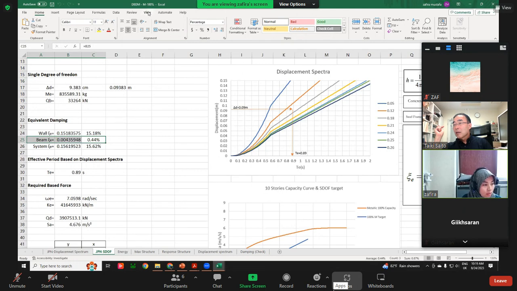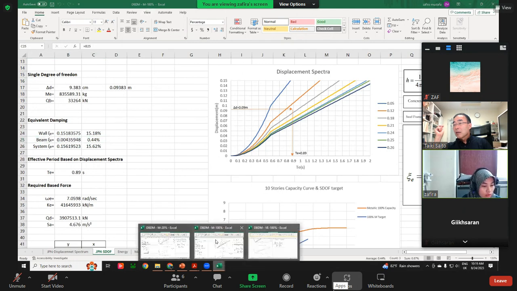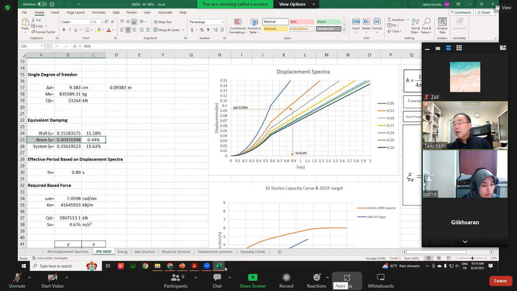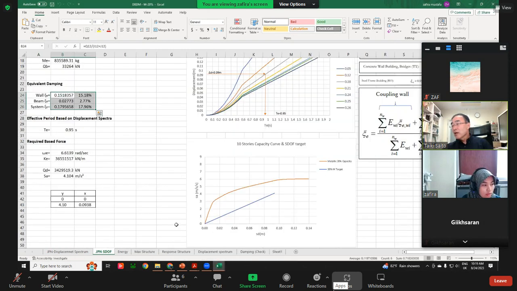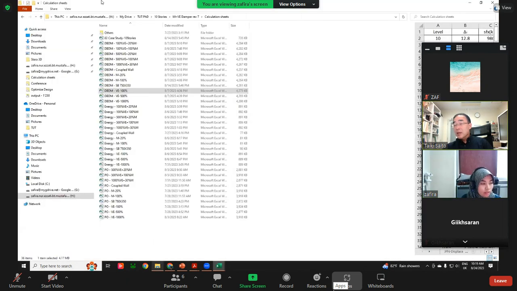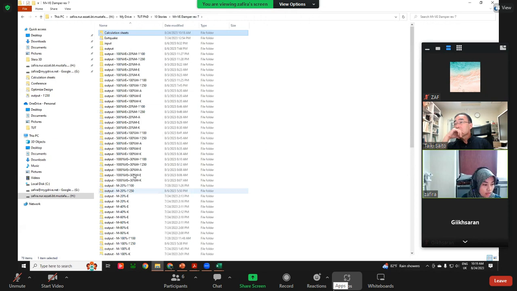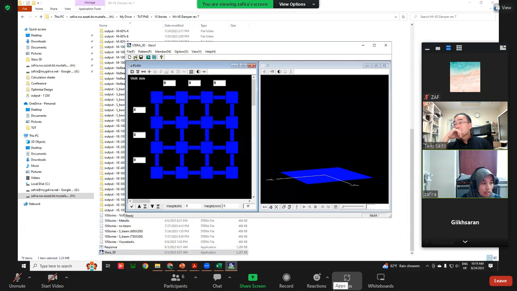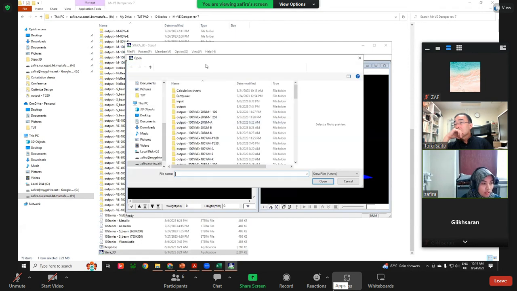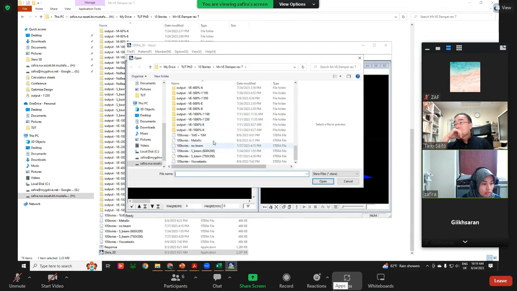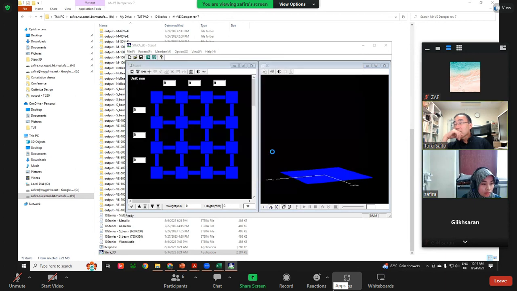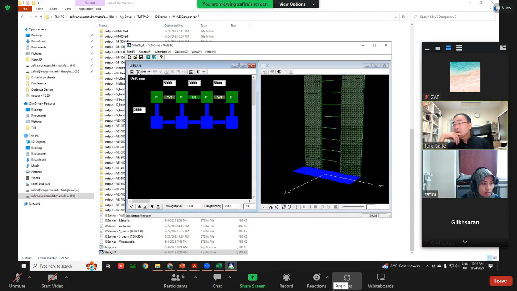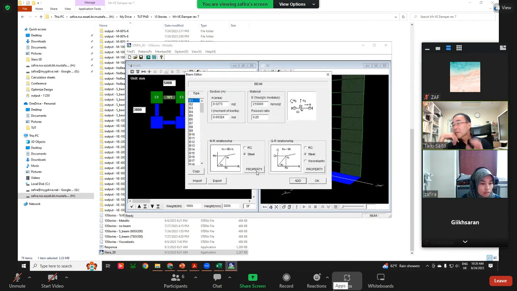This is for 100%, and this one for 20%. No, I'm talking about static pushover, this orange one. So equivalent damping has nothing to do with it. If I try to rerun the analysis in Stera 3D with metallic 100% for the metallic damper, the spring wall doesn't contribute a lot. The wall is so strong, maybe.